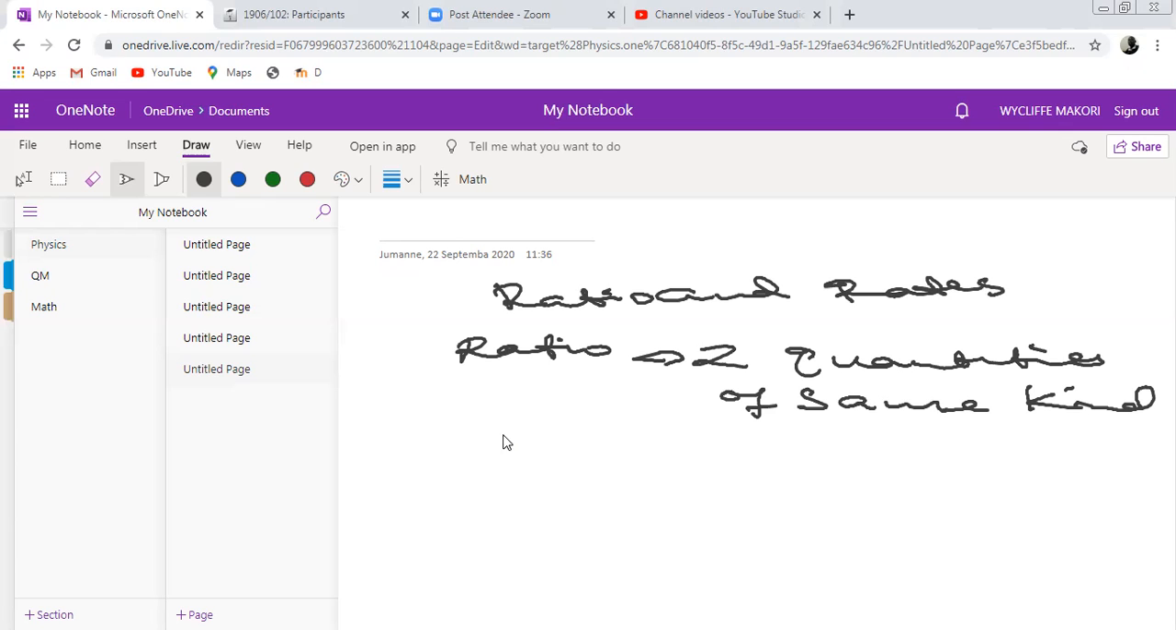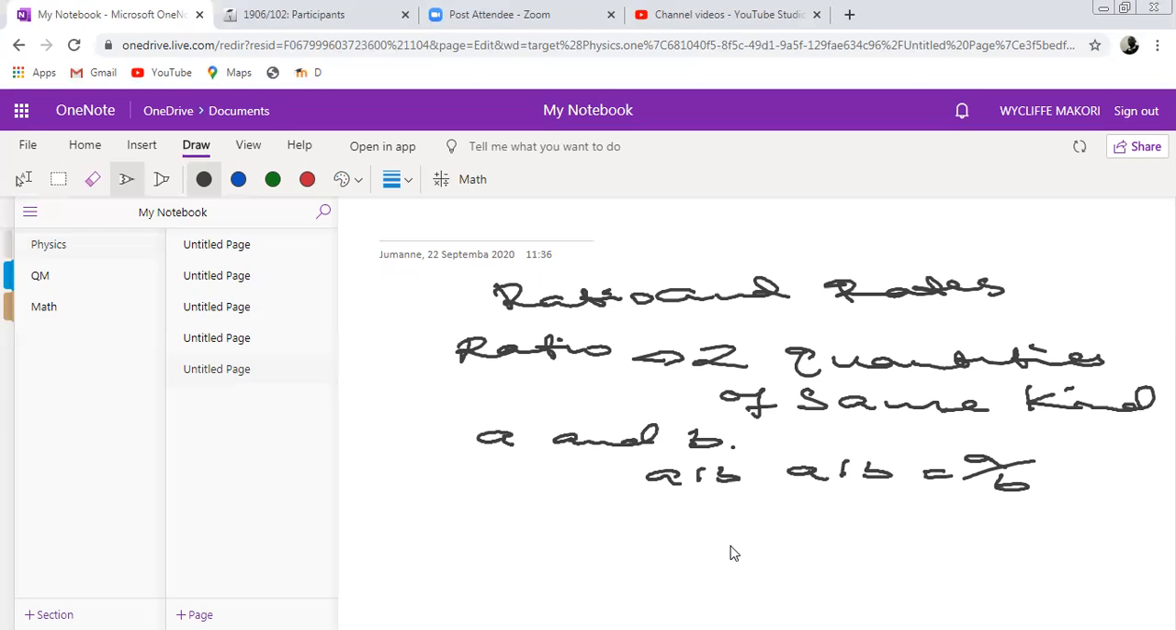So if we have two quantities, say A and B, they can be written in ratio form as A is to B. Also, the ratio can be expressed as a fraction, whereby instead of A is to B, they can be written as A over B.